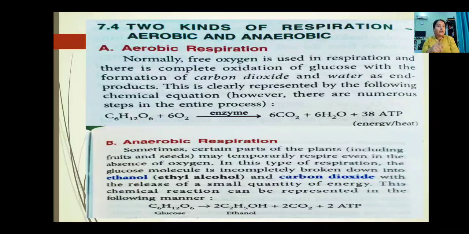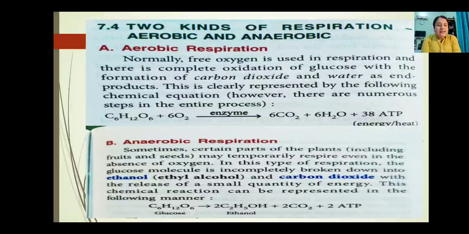incompletely broken down, whereas in the previous one the glucose molecule was completely broken down. Okay, and here the breakdown of glucose is taking place incompletely. So incomplete breakdown of glucose gives ethanol and carbon dioxide with the release of a small quantity of energy. This chemical reaction can be represented in the following manner.